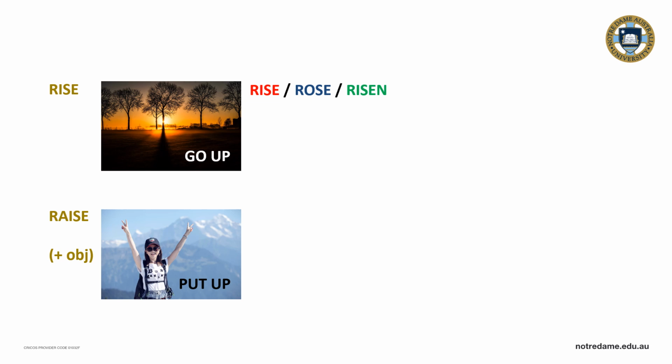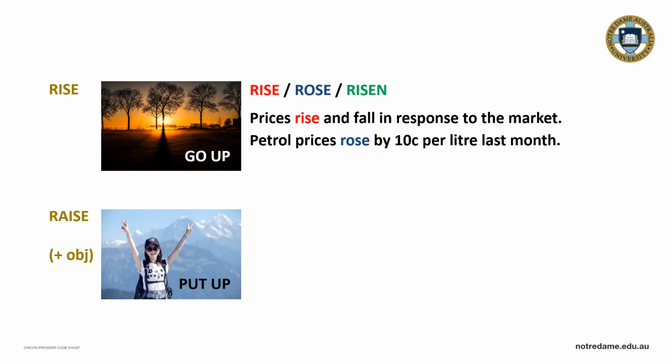Let's look at some examples. Prices rise and fall in response to the market. Present. Petrol prices rose by 10 cents per litre last month. Past. Petrol prices have risen by 10 cents per litre this month. So that's present perfect tense, have and the past participle.